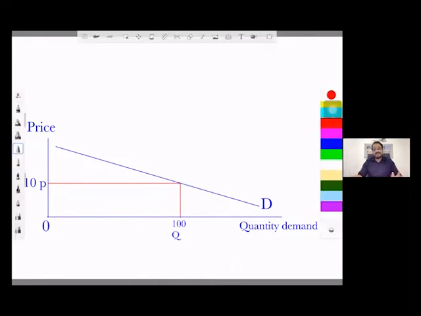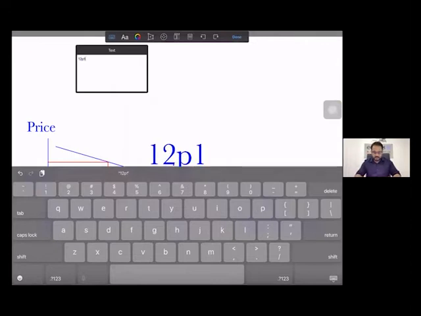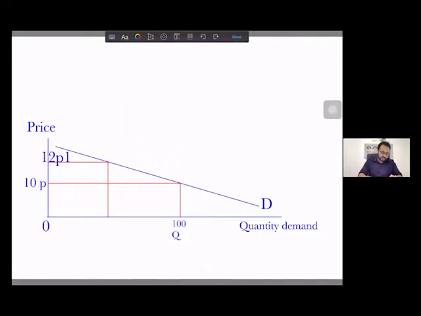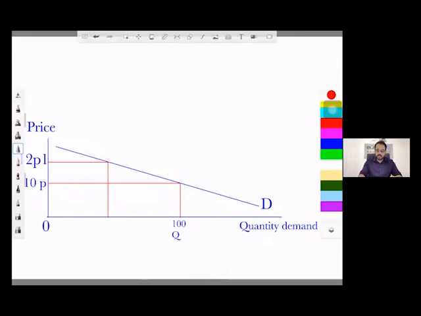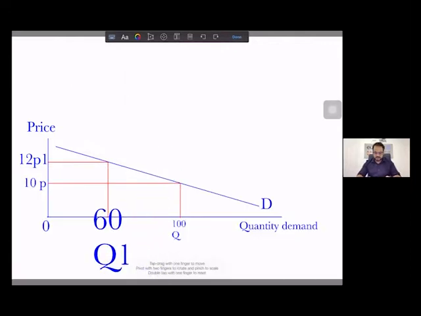Now they are increasing the price to 12. And you can see the quantity demand is falling by a larger percentage. Is that clear? So for example, price is 12, which is P1. And quantity is reducing by a larger percentage. You say 60, Q1. So I'm showing that here.